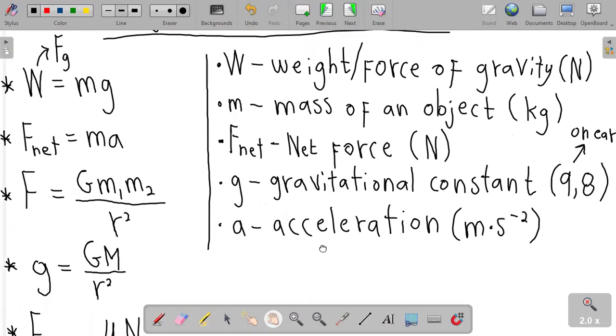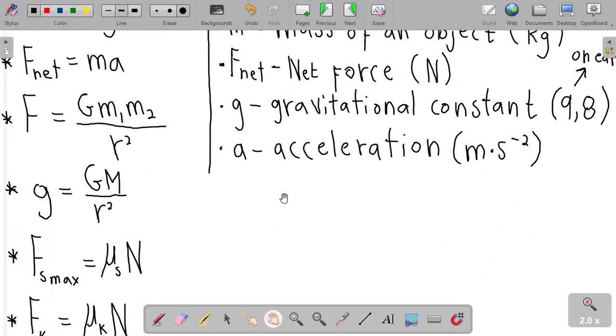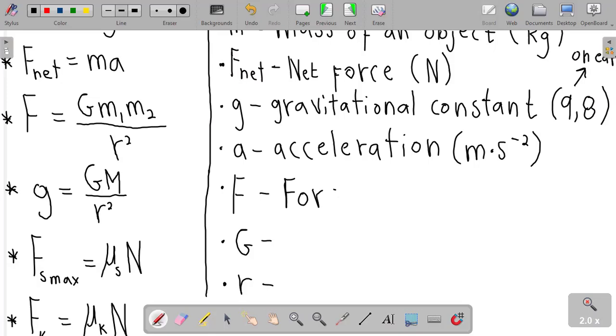After that we have capital letter G, then we also have R, then we have F. So F is the force here.